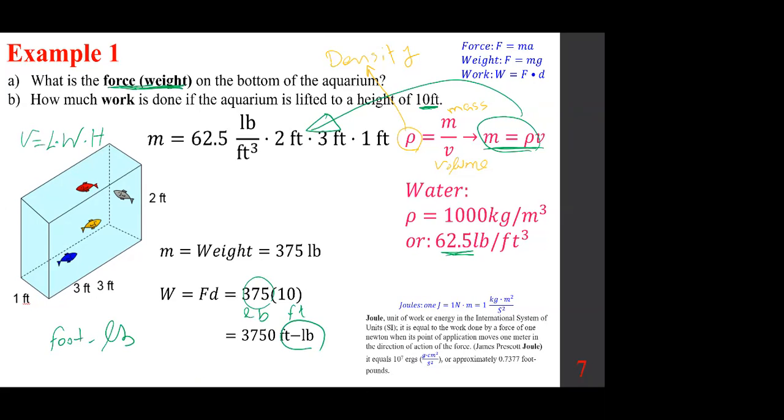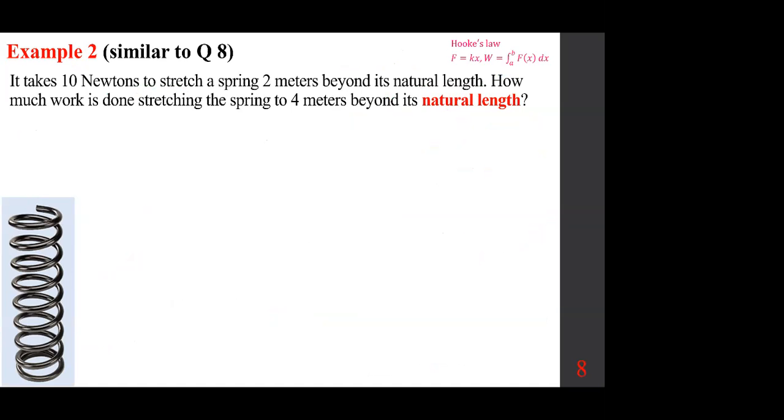So the units are different, class. The units are different. All right, let's look at another example. It takes 10 newtons to stretch a spring 2 meters beyond its natural length. How much work is done stretching the spring to 4 meters beyond its natural length?